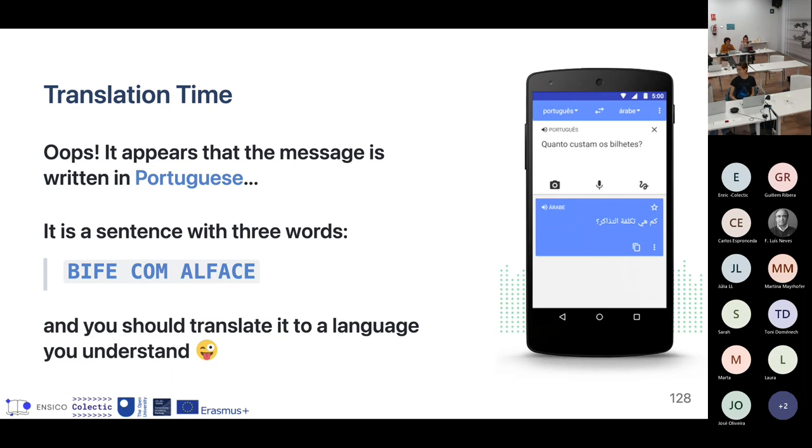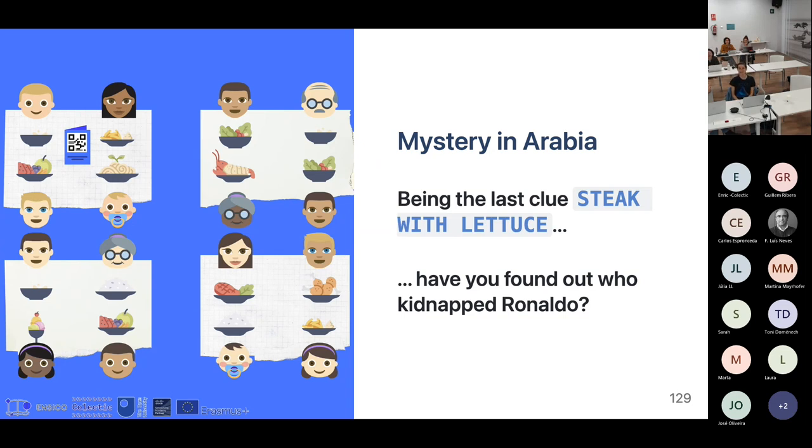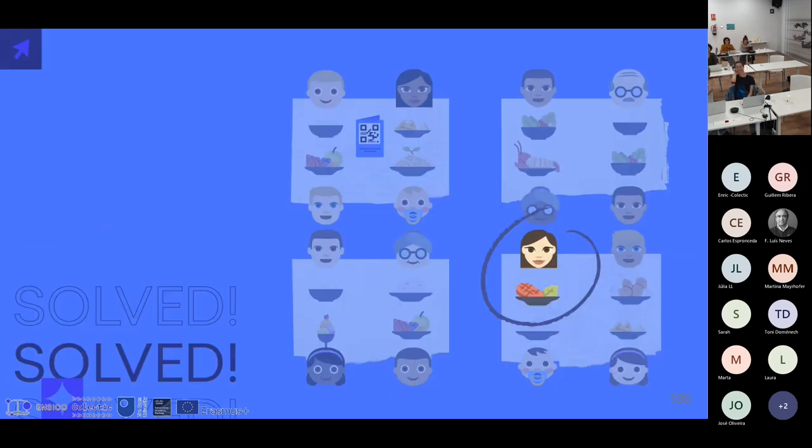Okay. So, because now you will see the image and you will find who kidnapped Ronaldo. So if the last clue is steak with lettuce, who kidnapped Ronaldo? It's Georgina. And it's Georgina, you know? Georgina? Yeah, the wife of Cristiano Ronaldo.